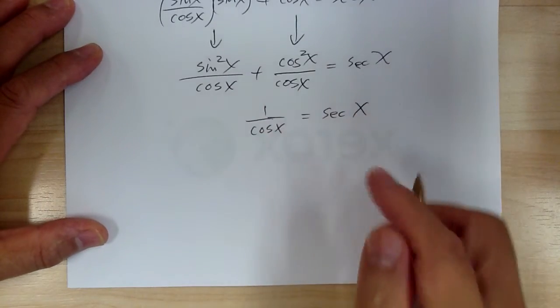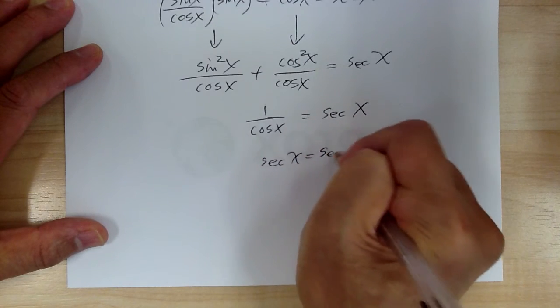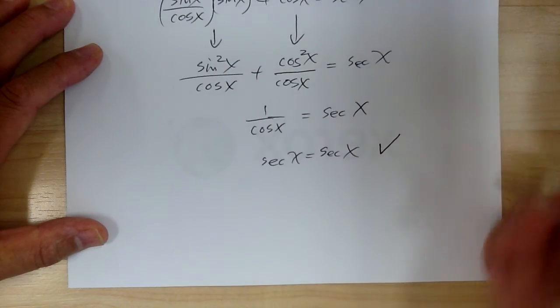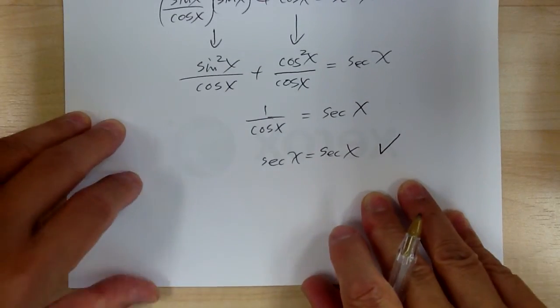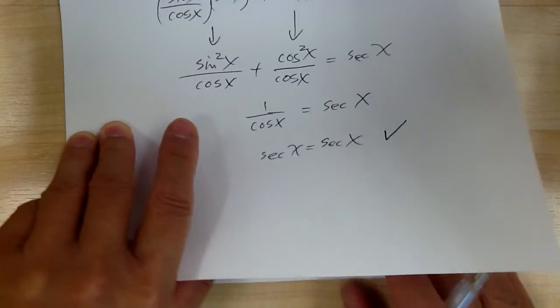And then you flip it over, so you get secant x. Again, you have to have both sides the same before you can put a check mark. So you got secant x equal to secant x, so put a check mark, and you're done. That's what I mean by verifying. You have to get it to a point where both sides are equal. Okay?